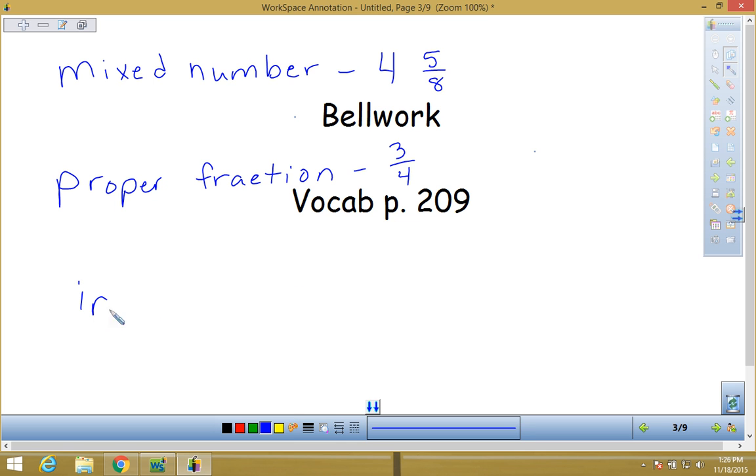Improper fraction. A fraction that has a numerator that is greater or equal to the denominator. The value of an improper fraction is greater than or equal to 1. Okay, so you might have 15/8 because the numerator is larger than the denominator, but then she also said, or if the numerator is equal to the denominator, like 7/7.